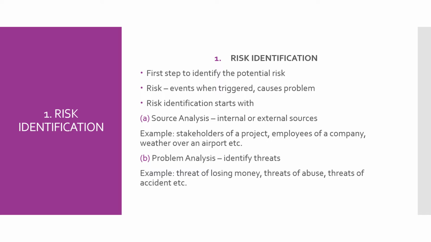And in the case of privacy of information, it may be stolen by the employees even when there is a closed network; that again is a risk. And when lightning strikes a Boeing 747 during its takeoff, that is again a risk. So these are all the possible risk identifications done in the first step of the risk management process.